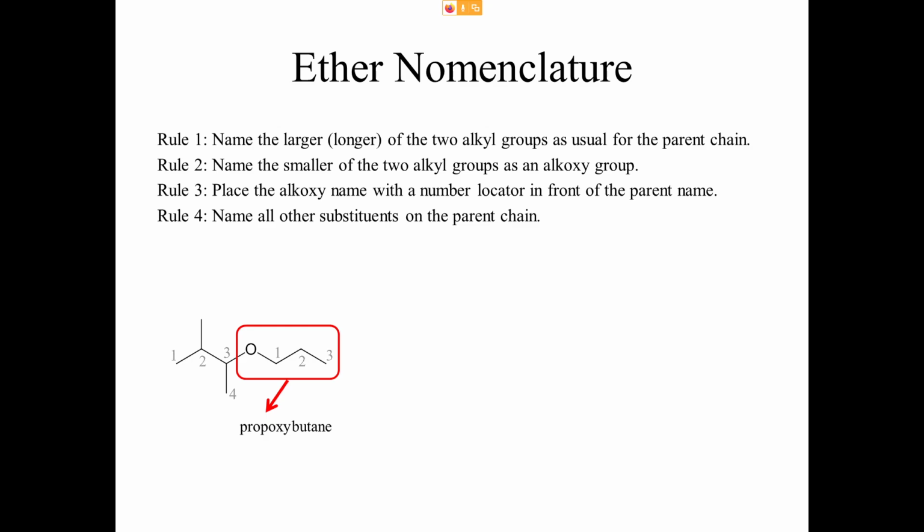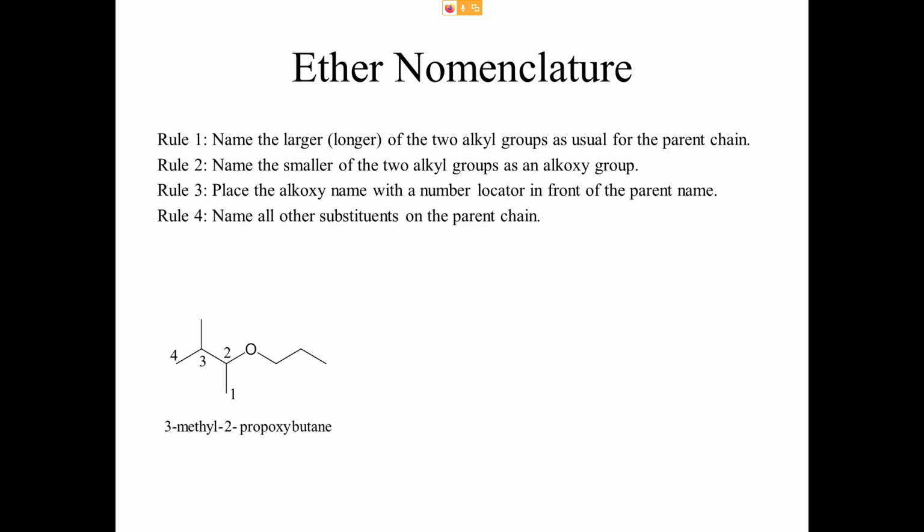Well, if I number this correctly, I want to give it the lowest number possible. So my original 1, 2, 3, 4 is not the best. I'm going to give it 1, 2, 3, 4 here. 2 is a lower number. Why does this one get priority over the methyl? Because it's got an oxygen. So I'm going to give it the lower number. So it's on 2. What else is on this thing? There's something on 3. There's a methyl. So it's called 3-methyl-2-propoxybutane.